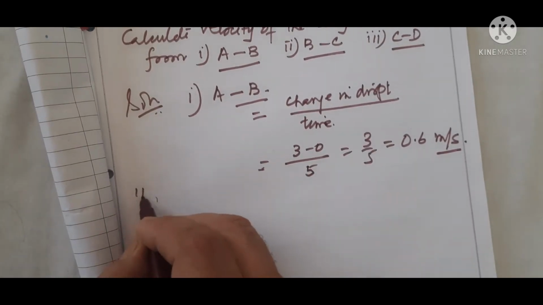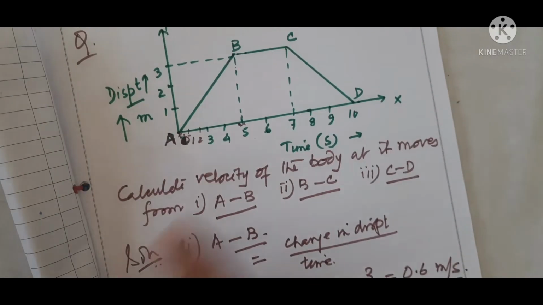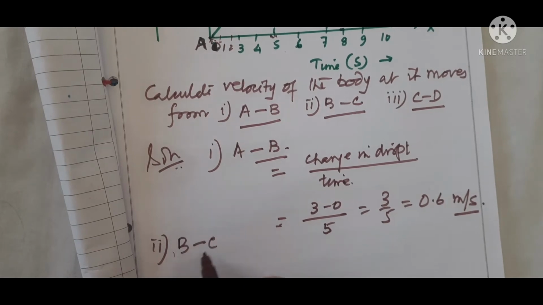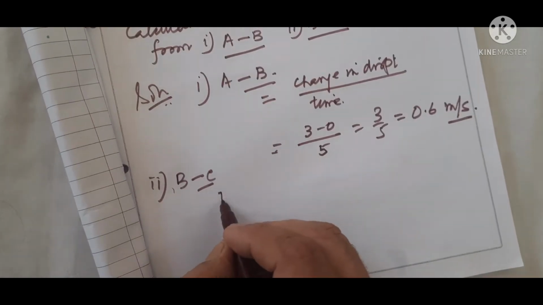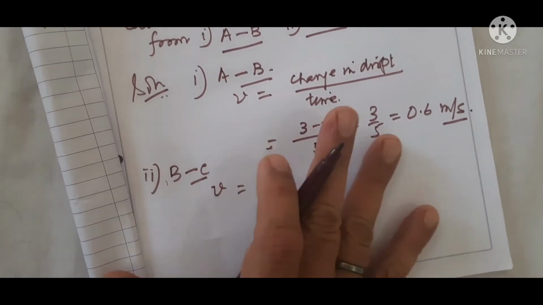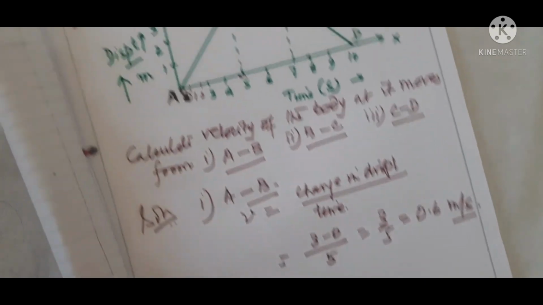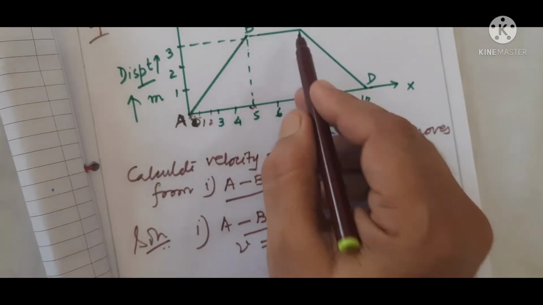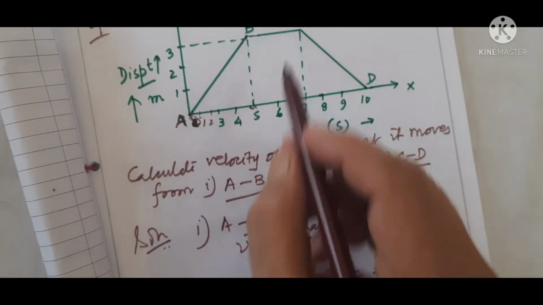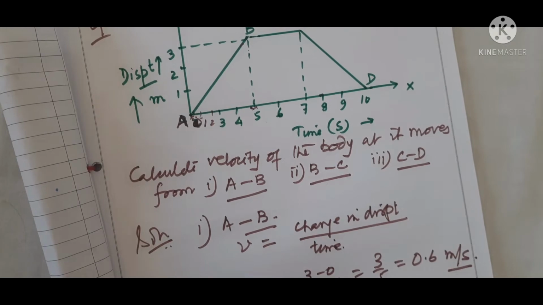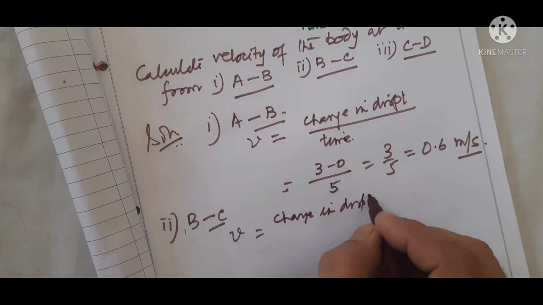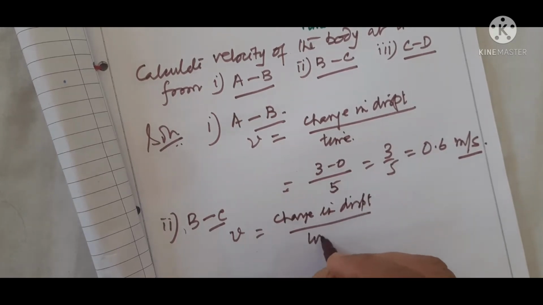Second part. When the object is moving from B to C, you have to find out the velocity. From B to C, velocity is equal to, अब वेलोसिटी क्या निकालेंगे? डिस्टेंस कितना ट्रैवल, डिस्प्लेसमेंट कितना यहाँ पर है, तो नेट चेंज इन डिस्प्लेसमेंट बाय नेट टाइम.